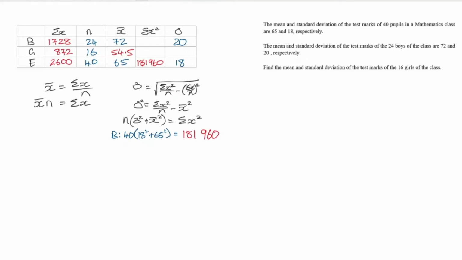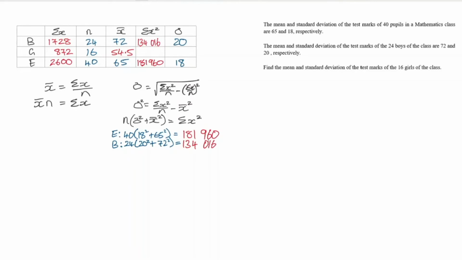We can do the same thing for the boys. I think I need to fix this labeling here. So that was everybody, that first line. This is for the boys. The n value is 24, sigma is 20, x bar is 72. Once again, into the calculator. A sense check, I'm expecting a smaller number. It should definitely be smaller. The sum of x squared for just the boys versus the sum of x squared for everybody. 134,016.